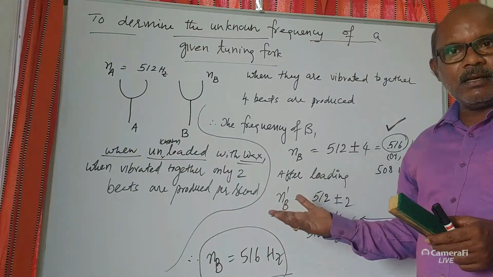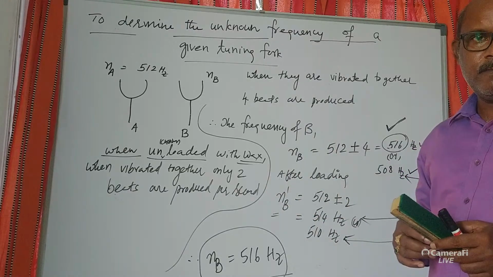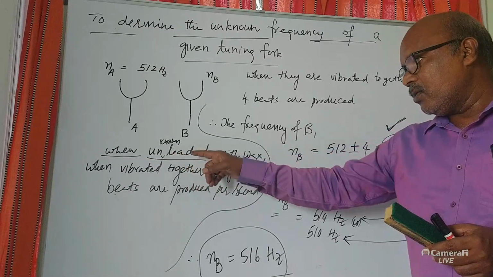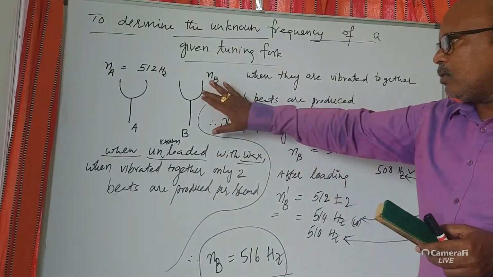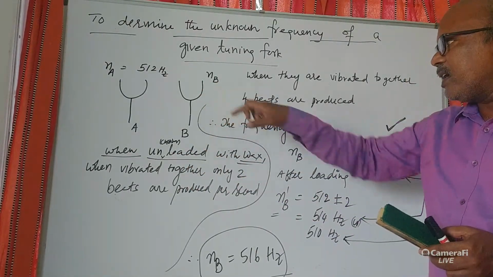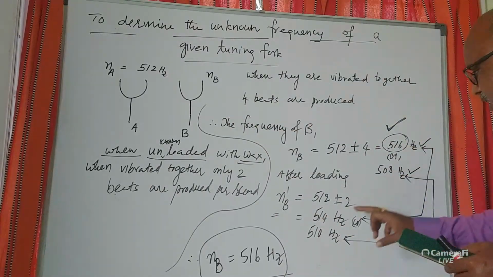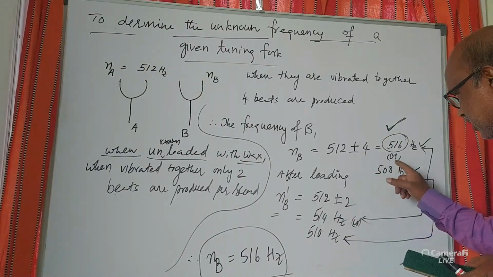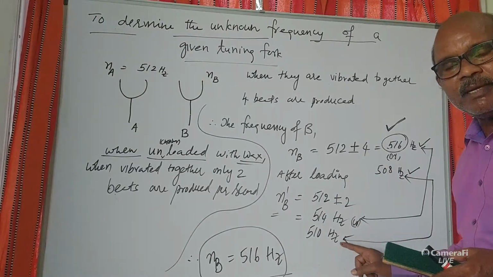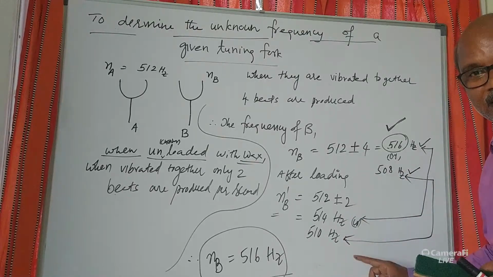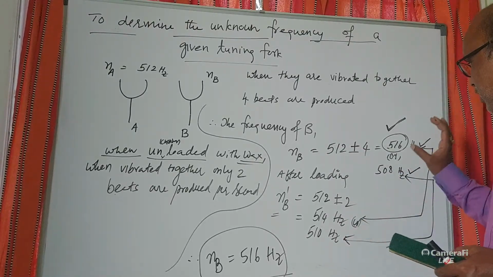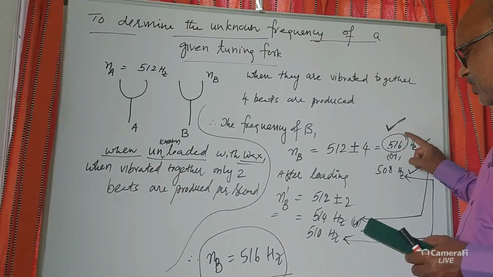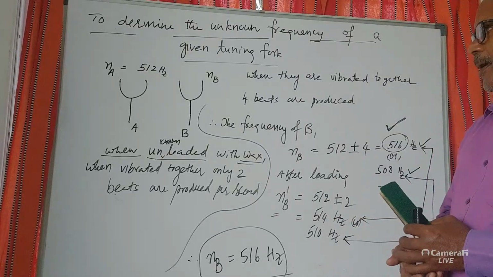I'll explain another example so that you can easily understand. But this is the model: when the unknown tuning fork is loaded with wax, its frequency should decrease. 516 decreases to 514. But the other option is not the right answer, because before loading it is 508 and after loading it becomes 510, which doesn't satisfy the condition. It is the wrong option. So the correct frequency of B is 516 Hz.